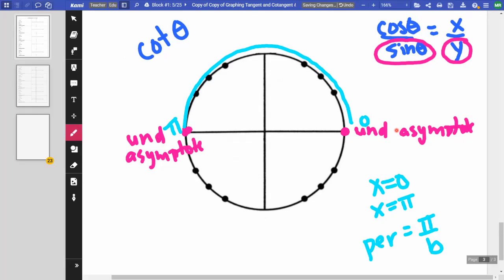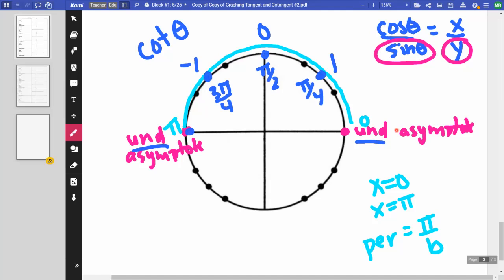And so as I'm going around my graph, I'm going to be plotting undefined, 1, which is at pi fourths, 0, which is at pi halves, -1, which is at 3 pi fourths, and then again undefined.